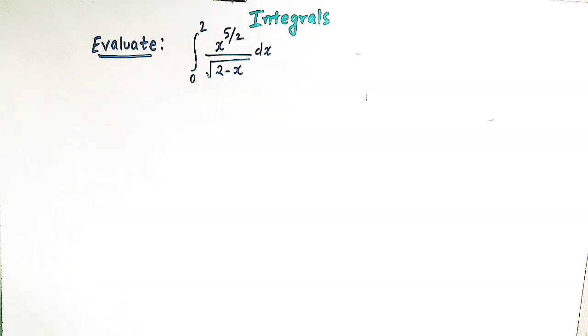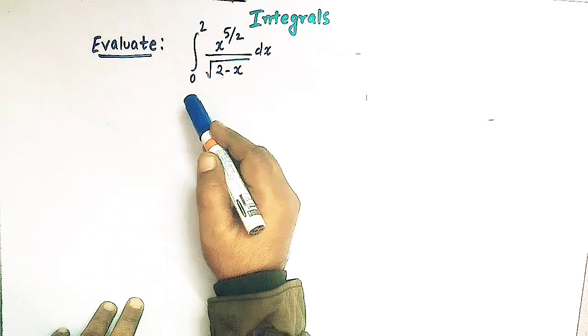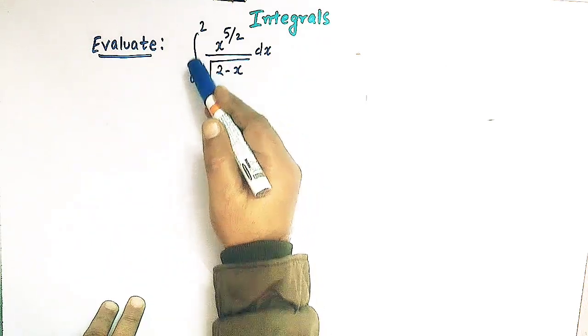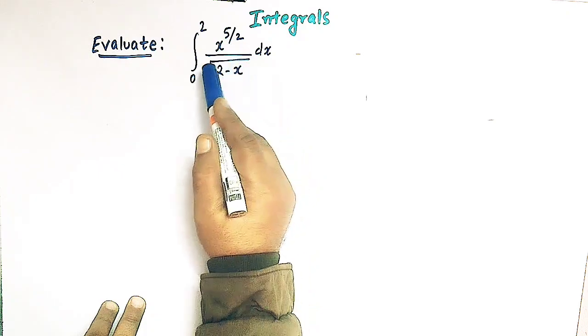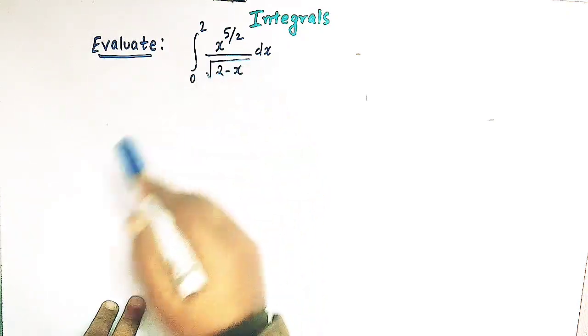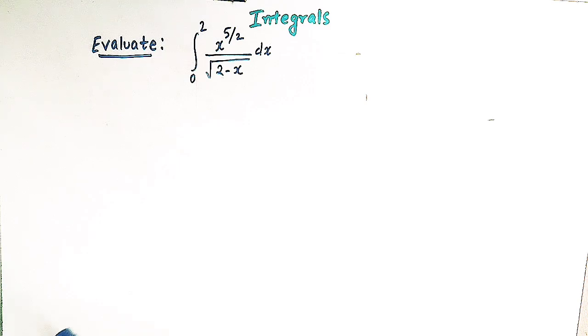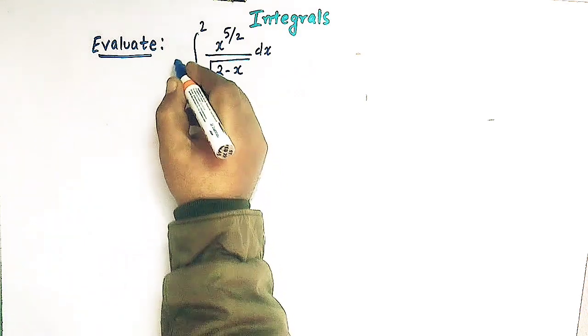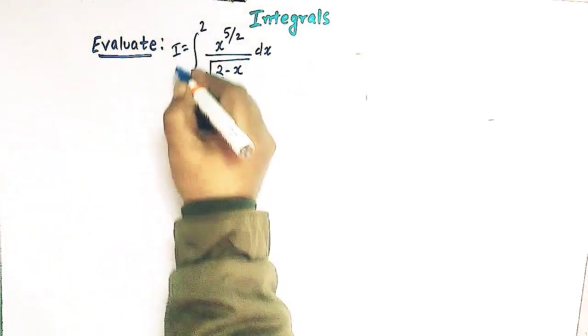Hello viewers, in today's session we have another important and interesting problem from beta gamma functions, and here we are going to evaluate this integral that is from 0 to 2 x raised to 5 over 2 divided by square root of 2 minus x dx with the help of some concepts from beta and gamma functions, right? So let us start. So let us first take this integral as I.